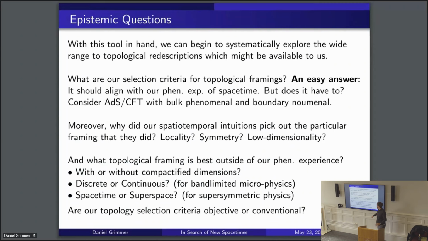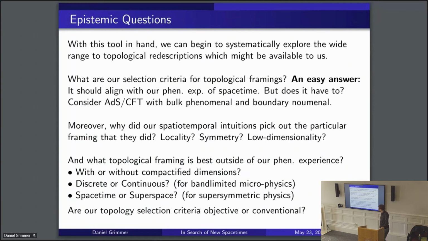Same thing here, the discrete and continuous things. At a macroscopic level, they look the same. Right? We get down to the microphysics, we have a choice, it seems. Do we want to put it on a discrete lattice, or do we want to make it a band-limited field on a continuous spacetime? That seems to be a choice of topological redescription we have, independent of phenomenal experience. Or do we want to put our supersymmetric physics on a supersymmetric spacetime or not? All these are examples of topological redescription.